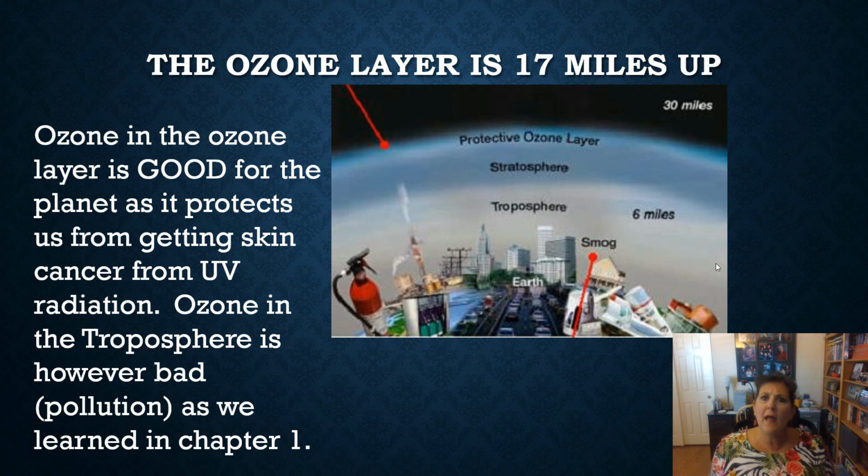Why is the ozone layer way up high in the stratosphere good? Well, it's a layer of our atmosphere where we have a lot of O3 molecules. Well, not a whole lot, but there's some. And it protects us from getting skin cancer. We get skin cancer from ultraviolet UV radiation. So ozone up high in the stratosphere is very good because it protects us from getting skin cancer. Again, the bad ozone is the one down in the troposphere down here with us that is a pollutant.